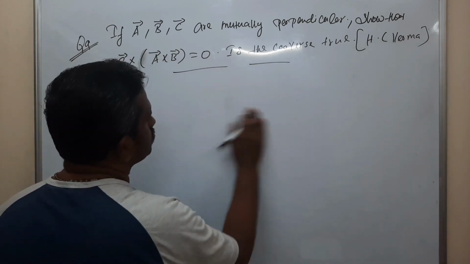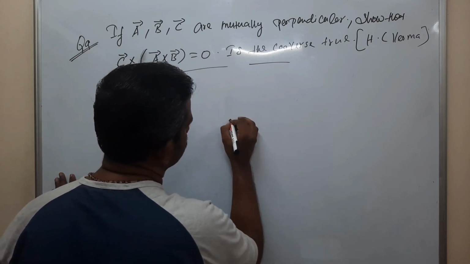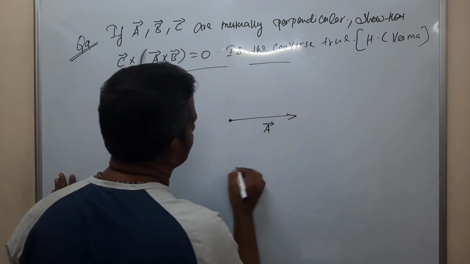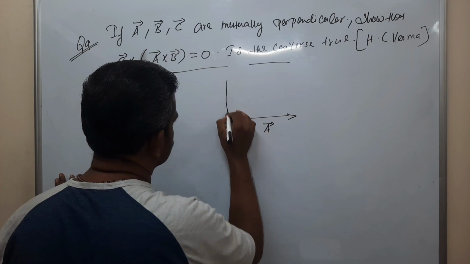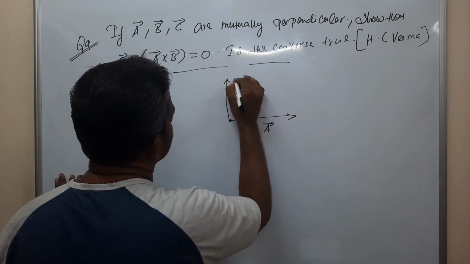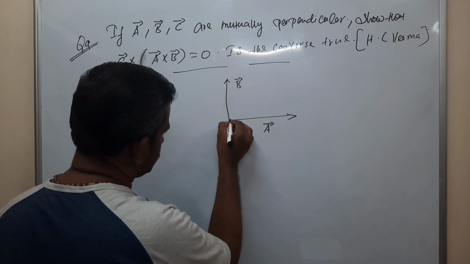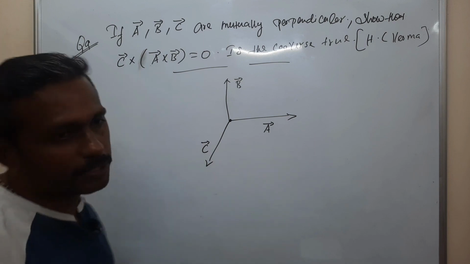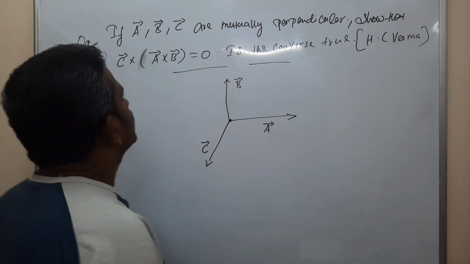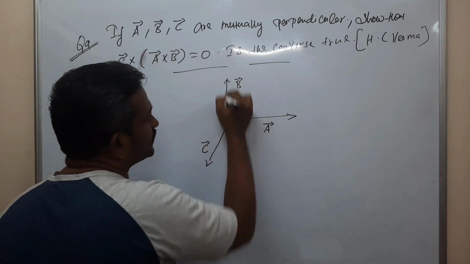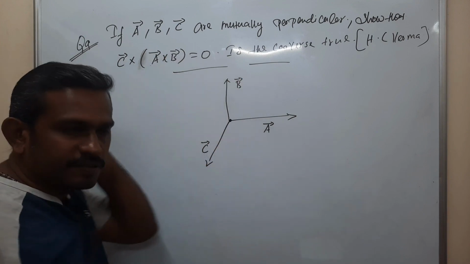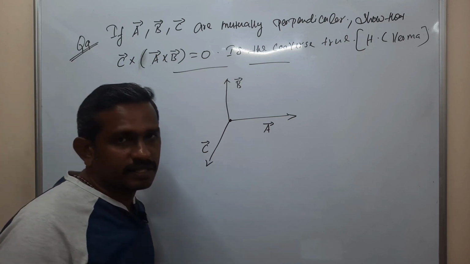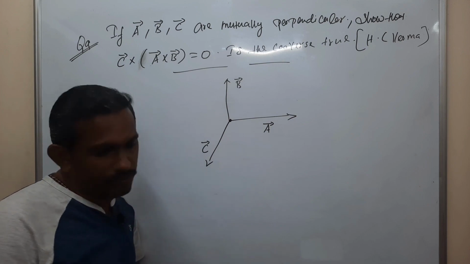So here, this is A vector, this is B vector, and this is C vector. These three vectors are mutually perpendicular vectors. So what is the direction of, first in the bracket, A vector cross B vector? What is the direction of the resultant vector of A vector cross B vector?